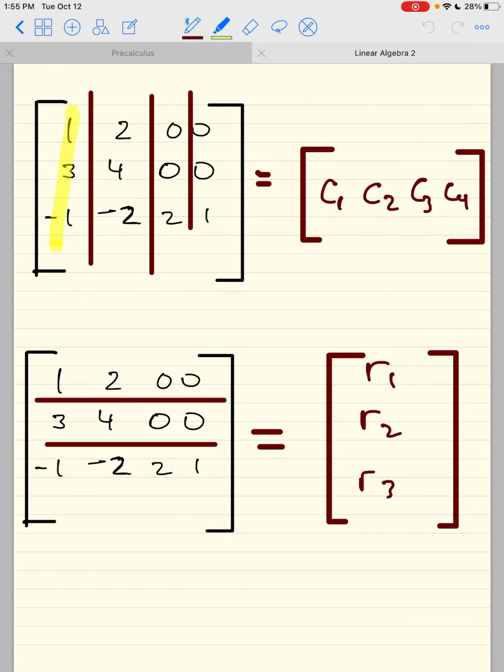You can do all columns, and I'll represent them as C1, C2, C3, C4. Notice the way that I wrote this is because I would put C1, C2, C3, C4 going across. You can also do rows if you want. Notice how I did the rows going down. So you can do any of those. I'm going to leave you with that, that's pretty much it.